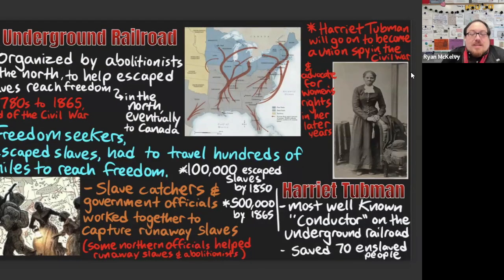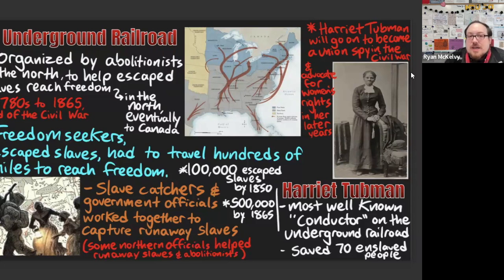Our next term is the Underground Railroad, which was organized by abolitionists across the United States, especially in the North, to help people escape slavery. It will go on from about the 1780s all the way up until the end of the Civil War. Originally, the focus of the Underground Railroad was to get slaves to the North, where slavery was illegal. But after the Fugitive Slave Act and other laws, it was also extended to help them get to Canada, where slavery had been abolished outright.